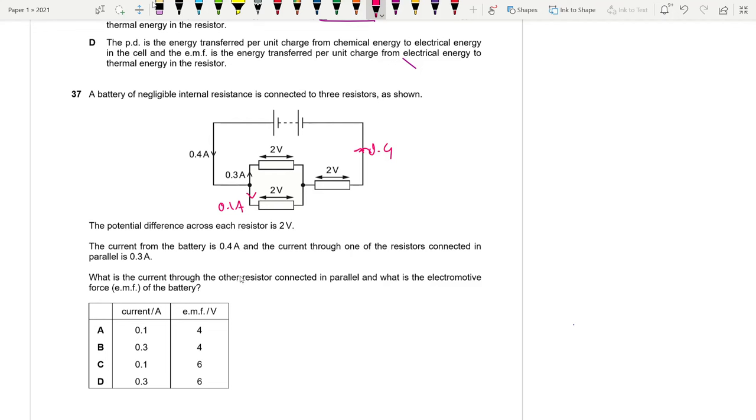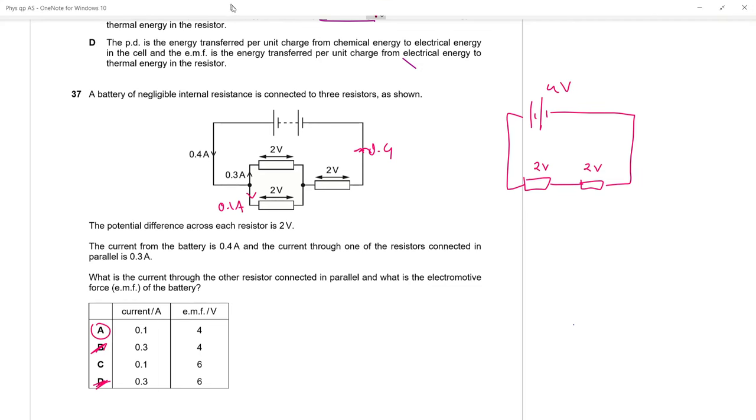So what is the current passing through the other resistor? It needs to be 0.1 for sure. It's between A and C. And what is the electromotive force of the battery? These two resistors, you can actually think of these two as one, right? It's like this, okay? So basically this is getting 2 volts and that setup is getting 2 volts as well. So 2 plus 2 is equal to 4. It needs to be 4, okay? So 37 is A. Pretty straightforward.